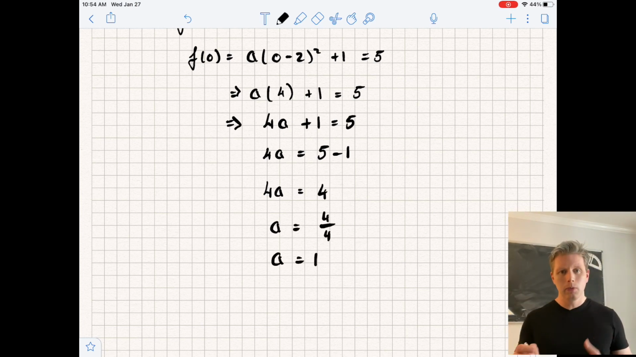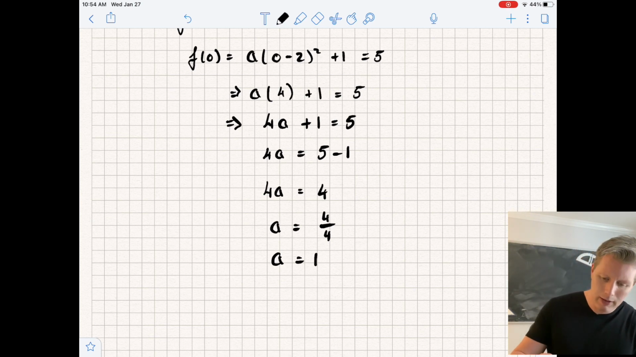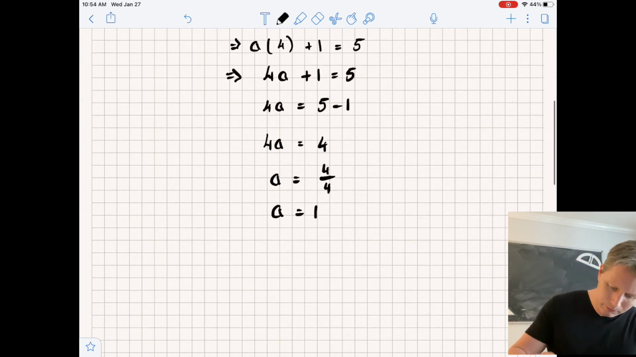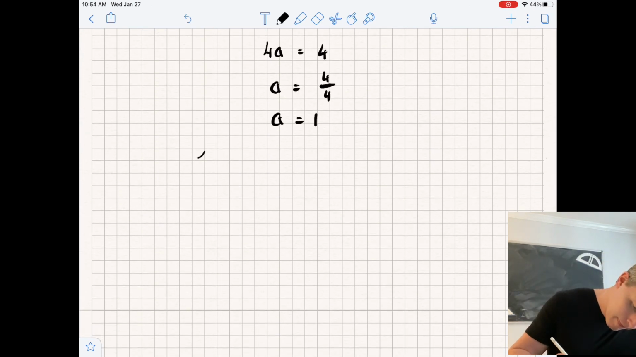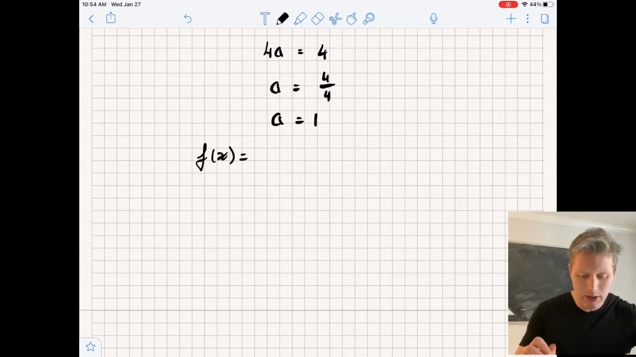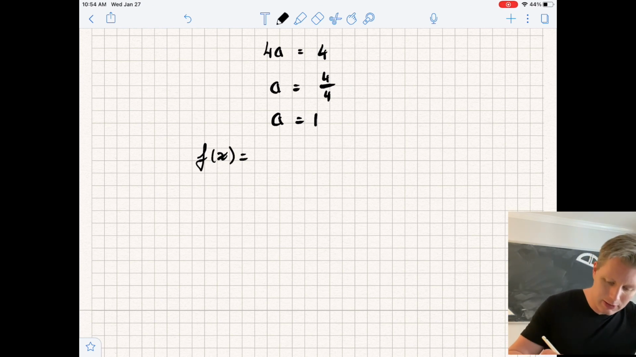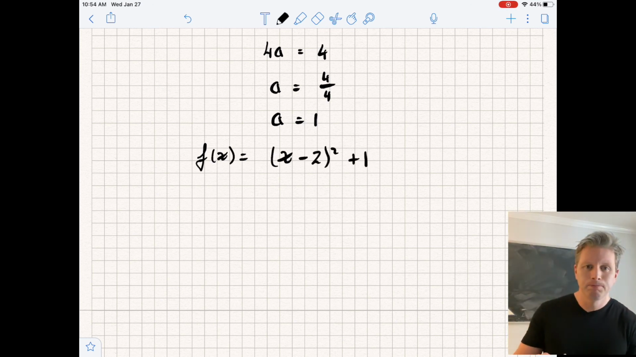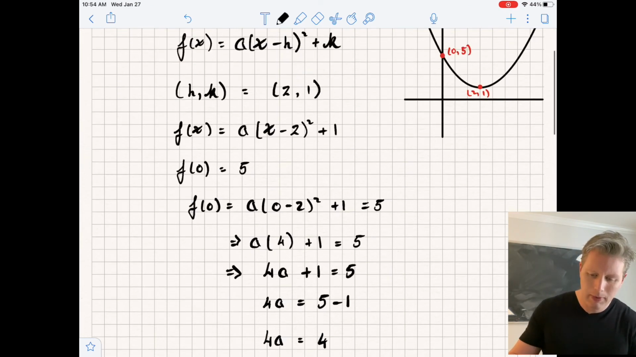And so I can now complete the equation for my function. F of x is a times x minus h, which is going to become 1 times x minus h. Well, so I will just leave it as x minus 2 squared plus 1. And that's it. That is the function that accompanies my graph right here.